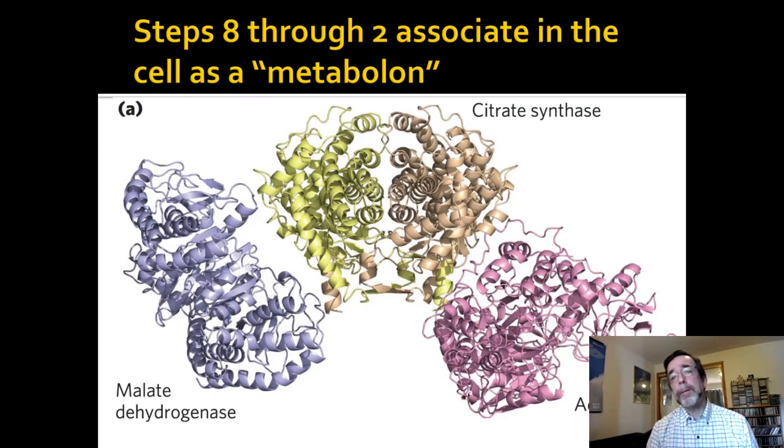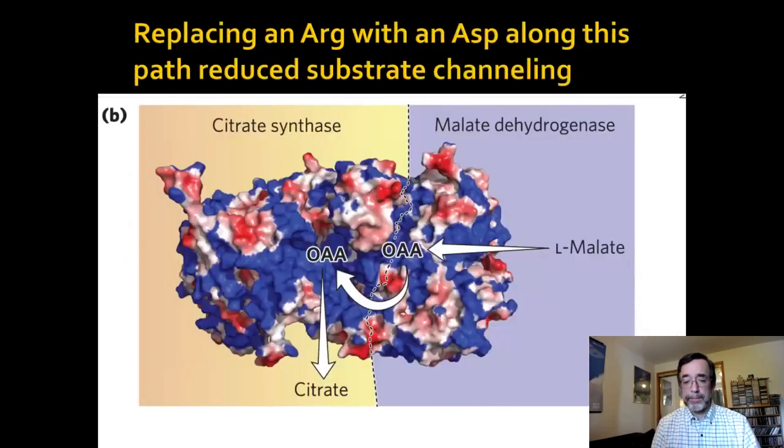The other thing is that we've already talked about how sometimes the enzymes get together. Steps 8 through 2 actually associate in this case. So malate dehydrogenase, citrate synthase, and aconitase all get together, and they actually form a big group. They form a union that they bind to each other so that you don't lose the oxaloacetate. This is how oxaloacetate can be taken away as soon as it's made. You make a little funnel for it, so as soon as it's made, it goes right into the citrate synthase. It never really sees the concentration in the exterior of the cell.